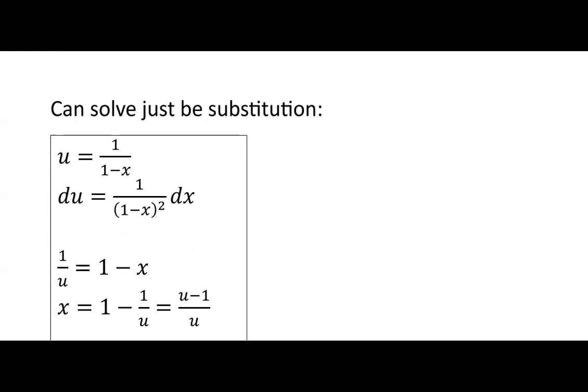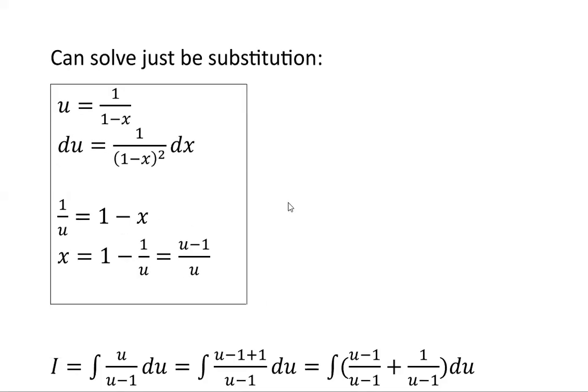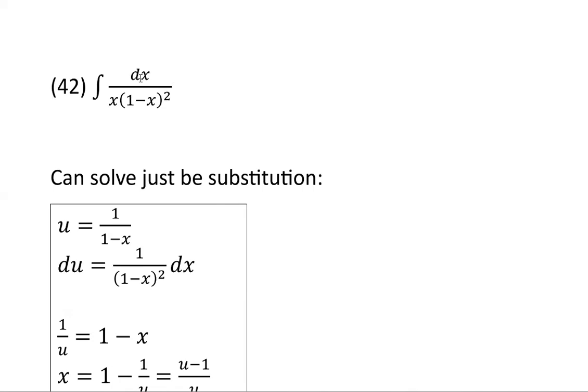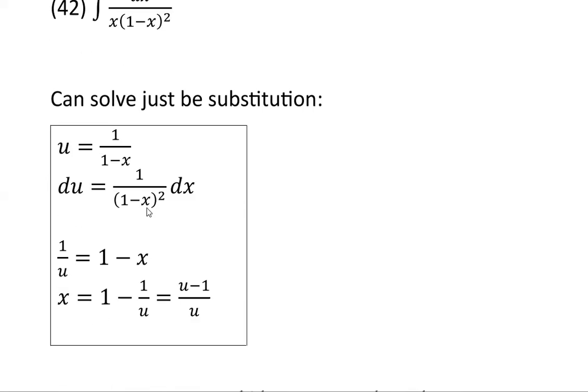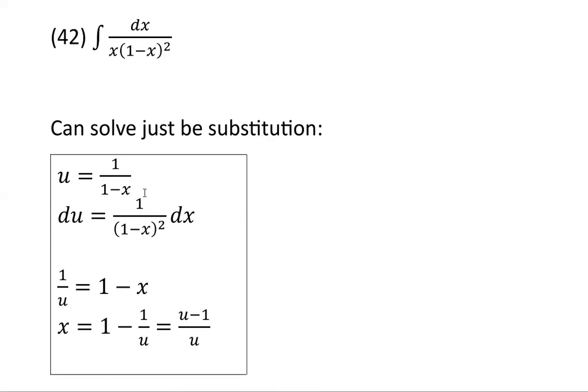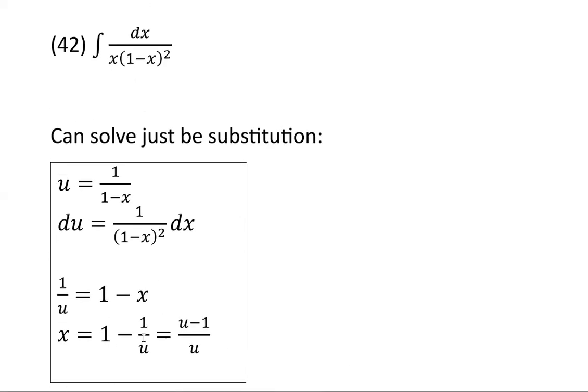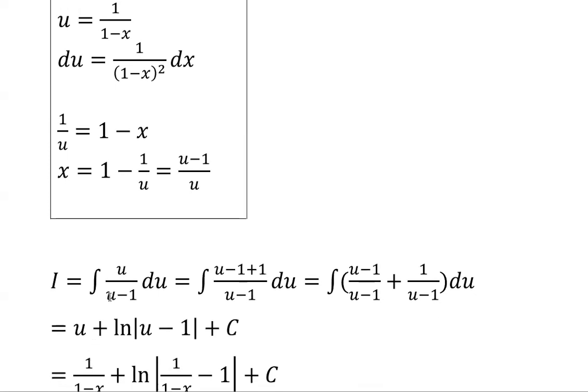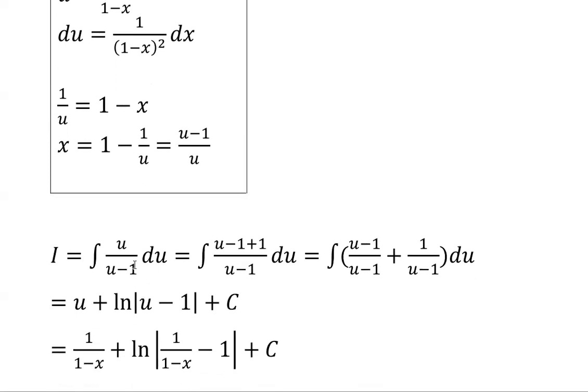So now we substitute. As I was saying, this whole guy, dx over (1 minus x) squared, is just my du, okay? So that's just du, and then the 1 over x, we found what x is. x is (u minus 1) over u, so 1 over x, you just flip it, right? So it's just u over (u minus 1), okay?